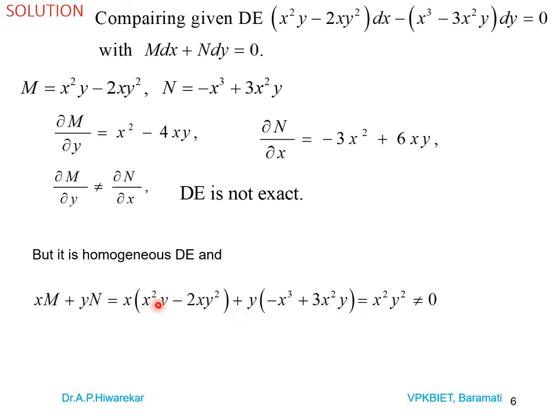And if you simplify this, x³y gets cancelled with the plus and minus sign, and −2x²y² plus 3x²y², that gives x²y², which is not 0. So the integrating factor by using rule number 1 is 1/(xM + yN), and that is 1/(x²y²). So once we get the integrating factor as this, we will multiply the given equation by the integrating factor.